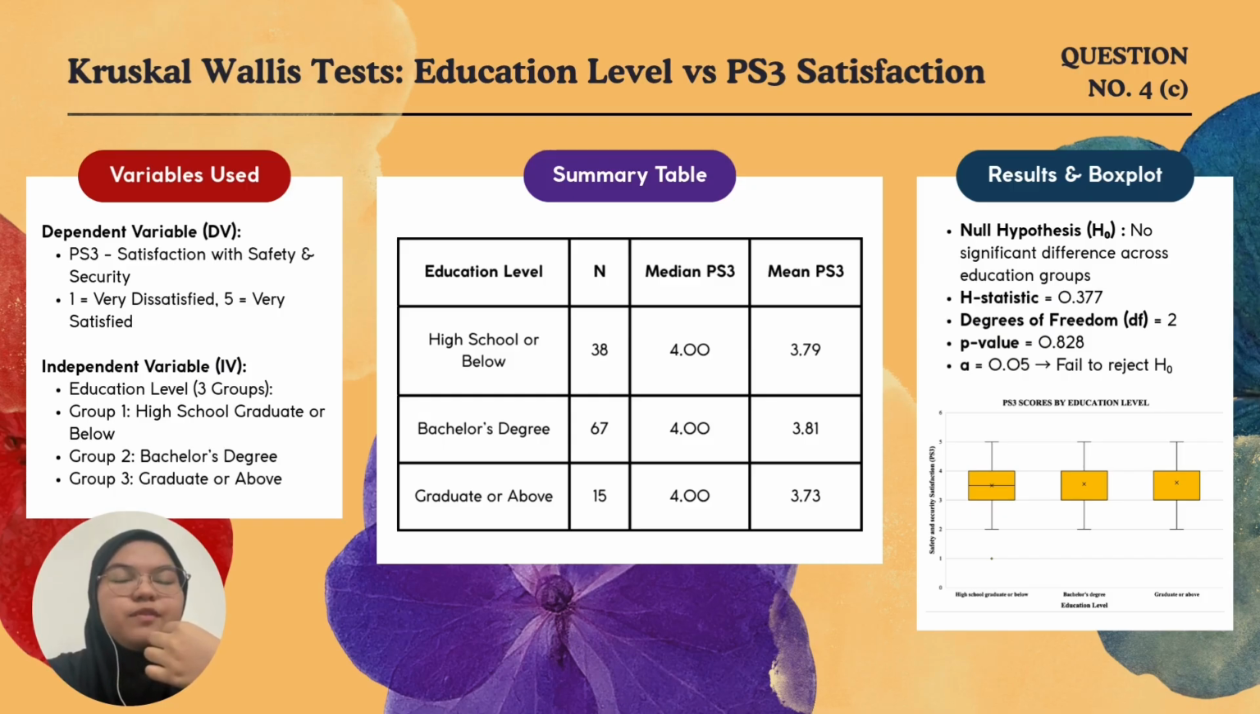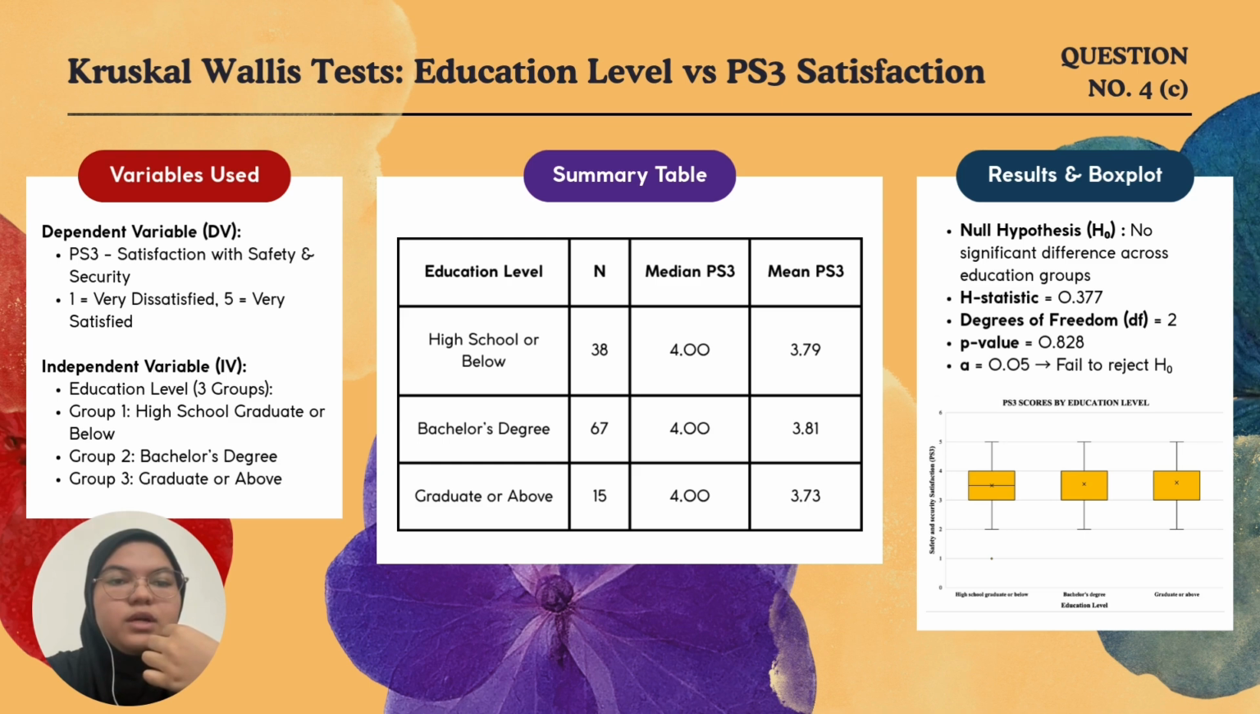Assalamualaikum and good day everyone. My name is Ridwana Afamiti Muhammad Aminuddin and my matrix number is 2300293. Today I'll be talking about the solution for question 4C, which is the Kruskal-Wallis test. For this question, I selected education level as the independent variable and PS3, that is satisfaction with safety and security, as the dependent variable. PS3 is measured on a 5-point Likert scale from 1, which indicates very dissatisfied, to 5, which indicates very satisfied.